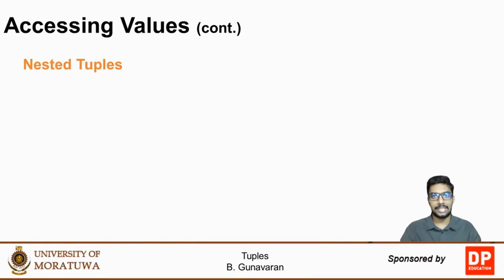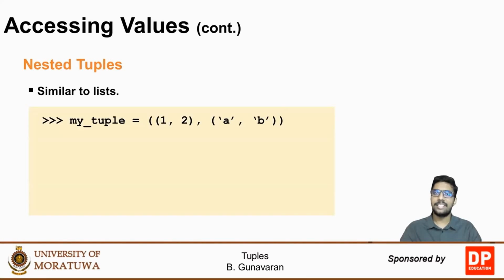The final subtopic under accessing values is nested tuples. Nested tuples are similar to nested lists. Let us create a nested tuple first. This variable contains 2 tuples inside another tuple as shown here. The first inner tuple contains the values 1 and 2, while the second inner tuple contains the values a and b. Suppose we want to access the value 2.